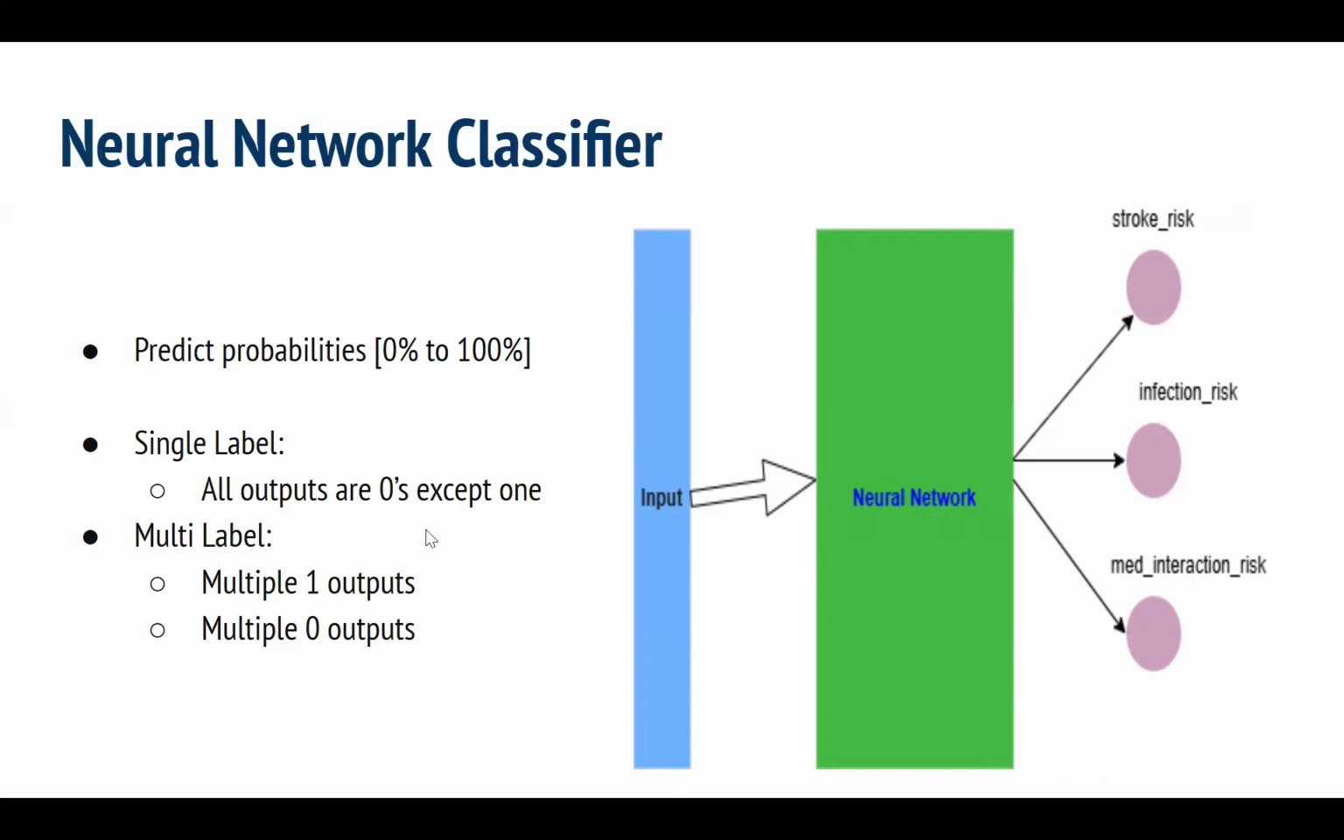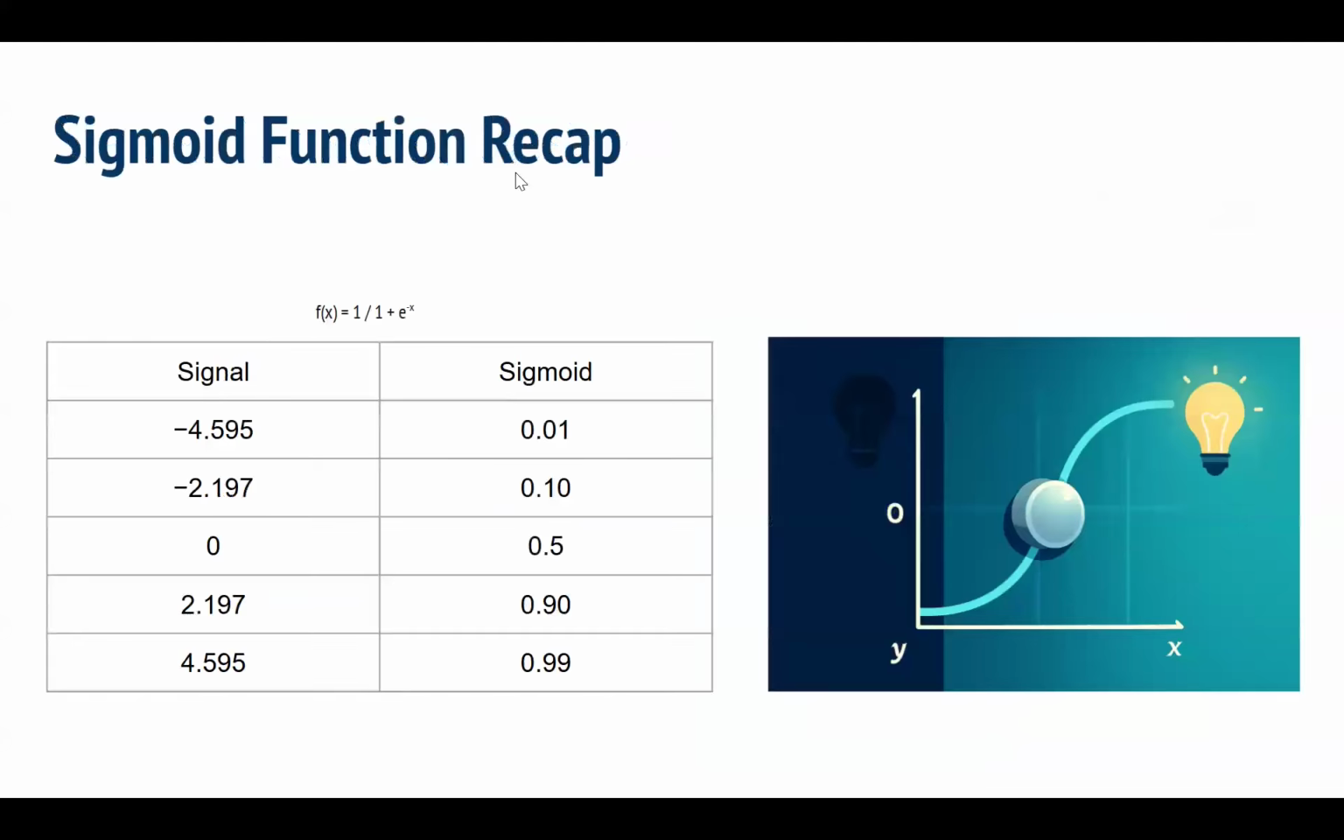Now, how does the model actually produce this value from 0 to 1? There is something called the sigmoid function. The sigmoid function takes a value and produces a value between 0 and 1. And here's a table to show that the lower the value it receives, or the weaker the signal it receives, the closer the output will be to 0, and the higher the value, the closer the output will be to 1.